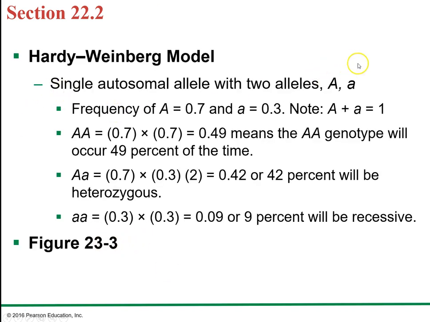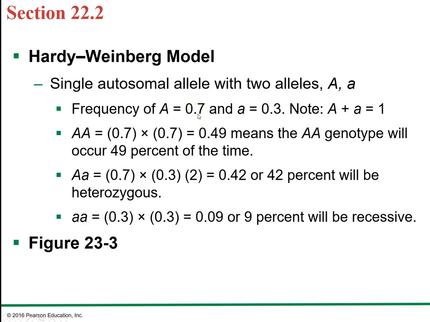Right, so again, if you just look at this model and you talk about just a single autosomal allele, so autosome, non-sex chromosome, 2 alleles, your dominant allele and your recessive allele. This is, again, just a simple example. The frequency of your dominant allele is 0.7 in a given population.